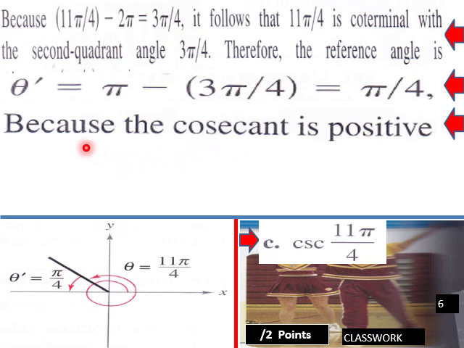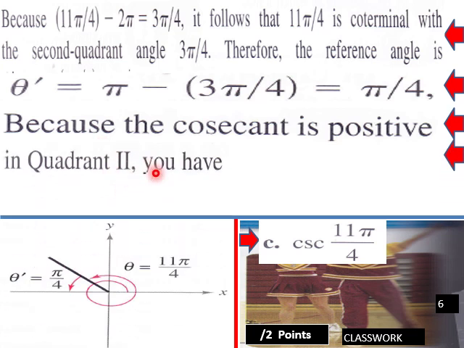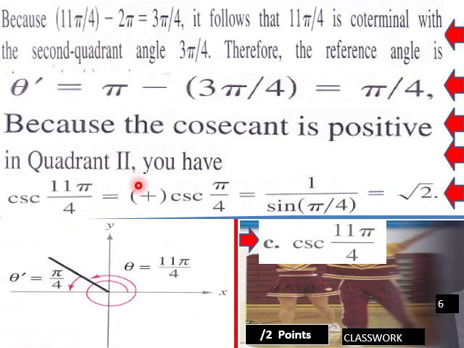Because cosecant is 1 over sine, your values will be positive for that. In quadrant 2, you have cosecant 11 pi over 4 equals positive cosecant pi over 4, which equals 1 over sine pi over 4, which equals square root of 2. It's a 45-degree reference angle here. Theta prime would be 45 degrees.